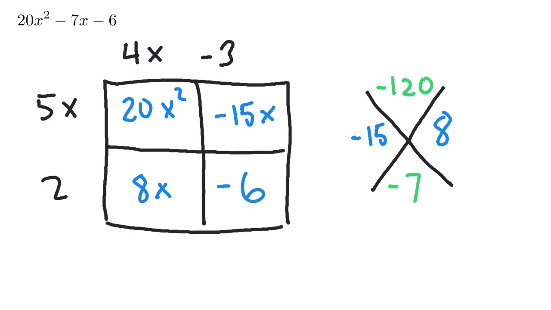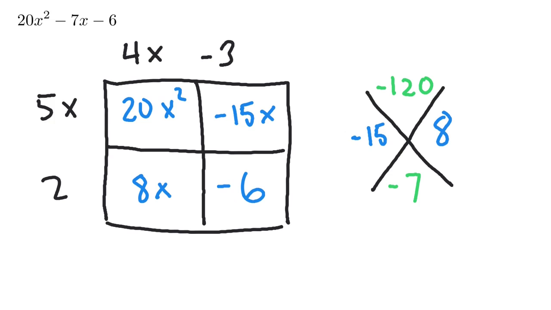Okay, now let's double check to make sure that everything worked out consistently. So let's check the inside of the boxes. If I multiply back together, 5x times 4x is 20x squared. That works. 5x times negative 3 is negative 15x. That works. 2 times 4x is 8x. That works. And then 2 times negative 3 is negative 6. That works. Okay, so everything works out.